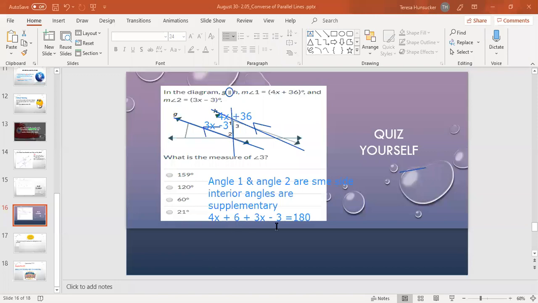And then once you solve for x, you should be able to just go back in and plug in for the measure of angle 3, 3 times x minus 3. And the correct answer should be 60. All right. So 60 was the correct answer.